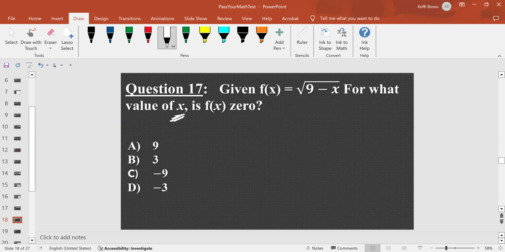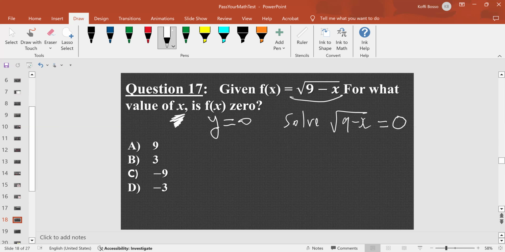So here we are looking for the x value. And they say f of x is 0. F of x is a y. So it's like y equals 0. Y is the function here. So it's like they want you to solve square root of 9 minus x is equal to 0. Anyway, even if you don't know how to solve this square root equation, it's not a big deal.